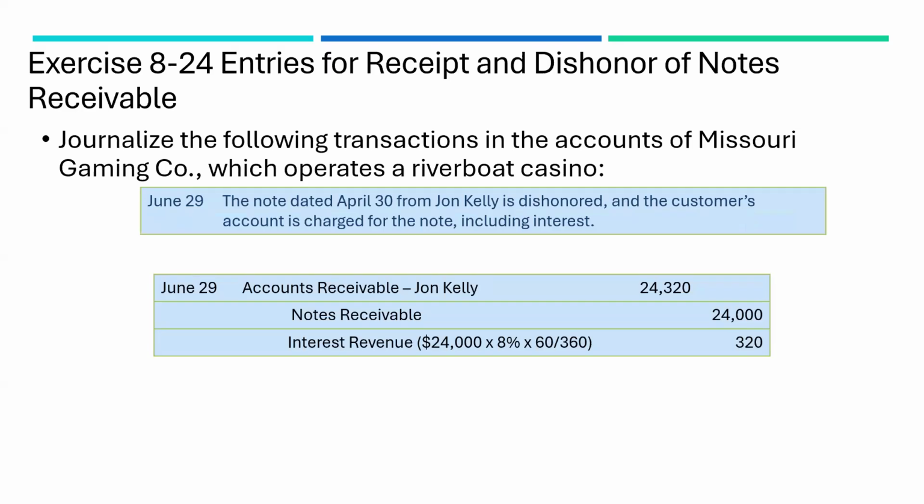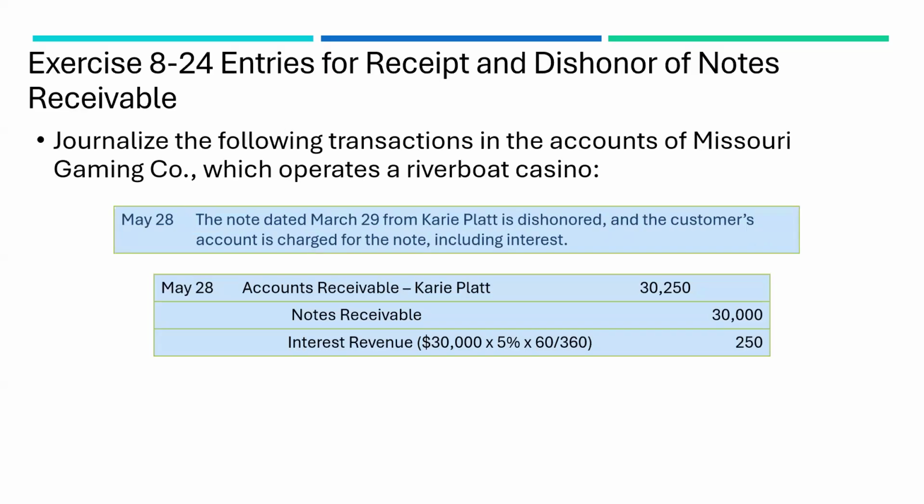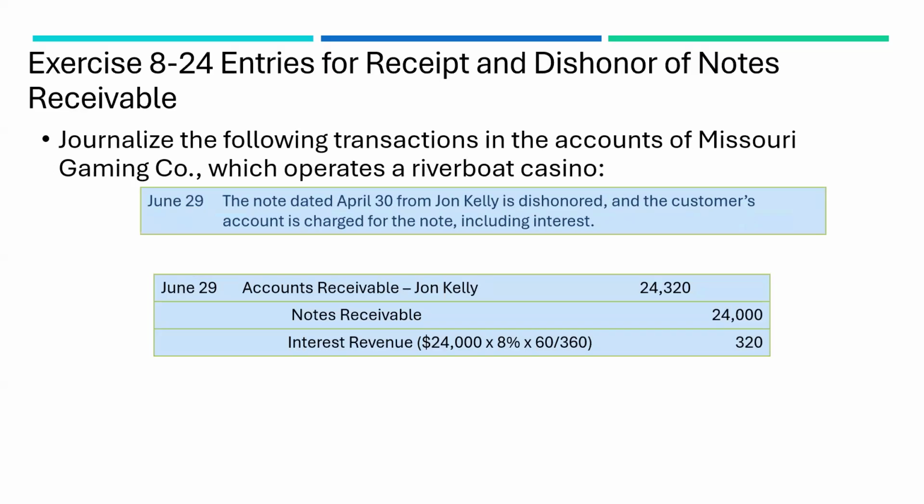And then John Kelly also dishonors the note. So we have to do the same. We take 24,000 times 8%, divided by 360 times 60, and then we get our interest of 320 plus 24,000.